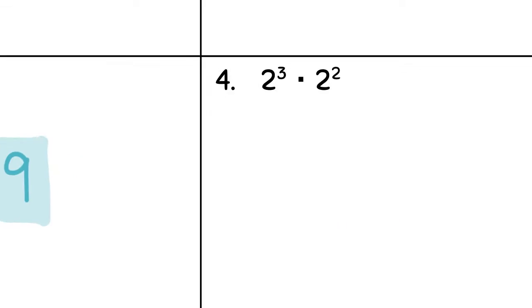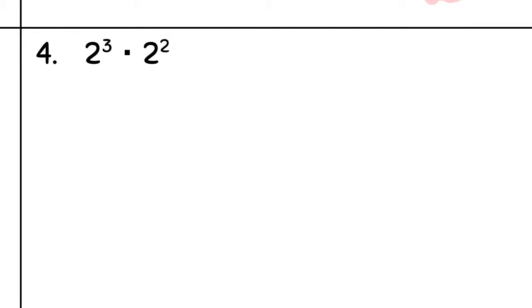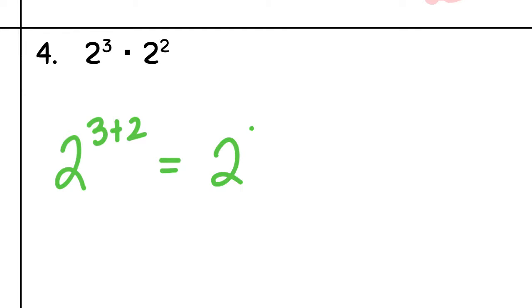Okay, next problem. 2 to the 3rd power times 2 to the 2nd power. We're still doing the product property because they are multiplying. So let's add those exponents. 3 plus 2, that would give us 2 to the 5th power. Again, this is already correct, but because it's a number, I can assign a numerical value to this. If you type this into the calculator, 2 to the 5th power is the same thing as 32.